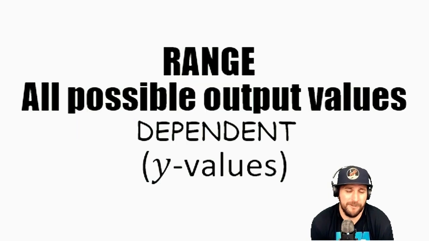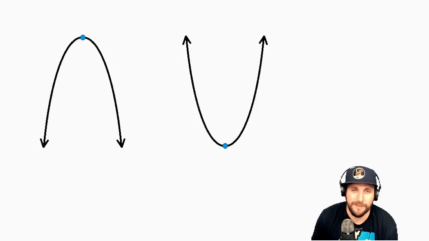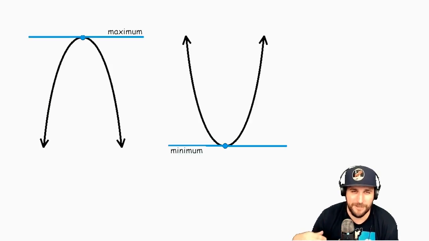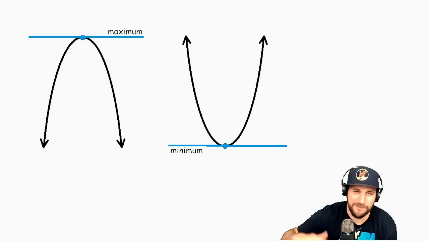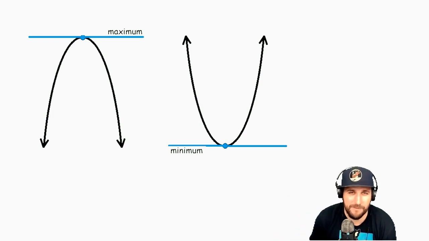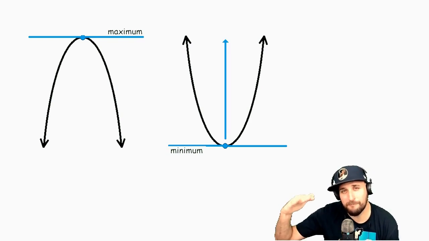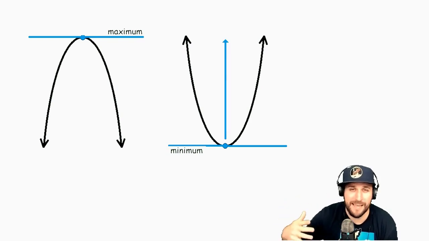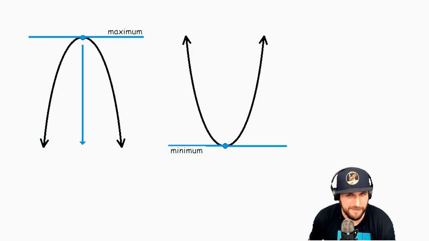The range is a little different because there's only certain things we can get out. Since a parabola has a high point and a low point, that means our y values are constrained. So if a graph opens up and has a minimum value, I can't get any y values that are lower than whatever that minimum is. So our range will be everything greater than the minimum. Or if it opens downward, our range will be everything less than the maximum, if that makes any sense.